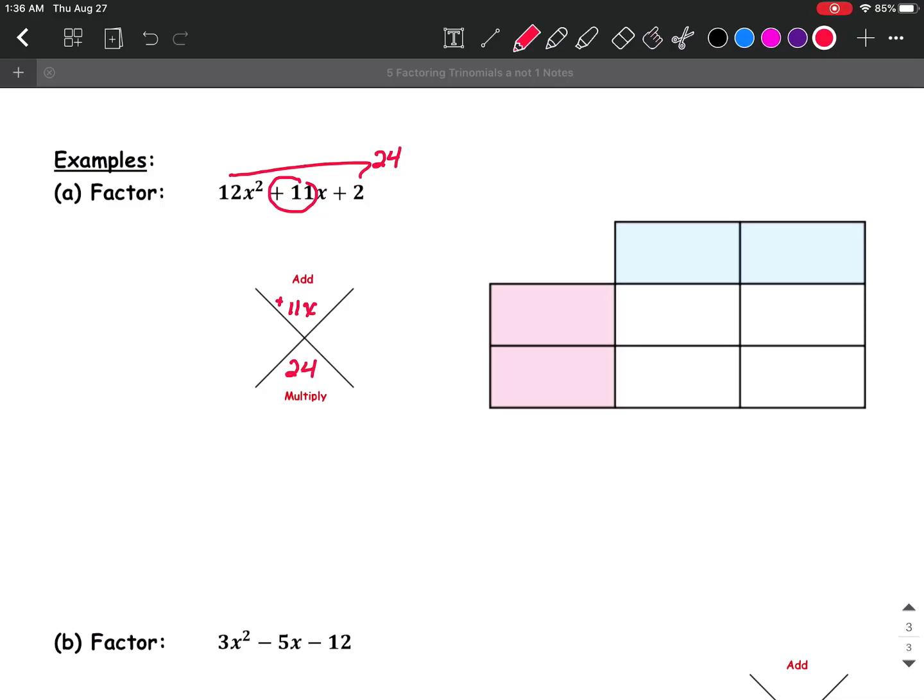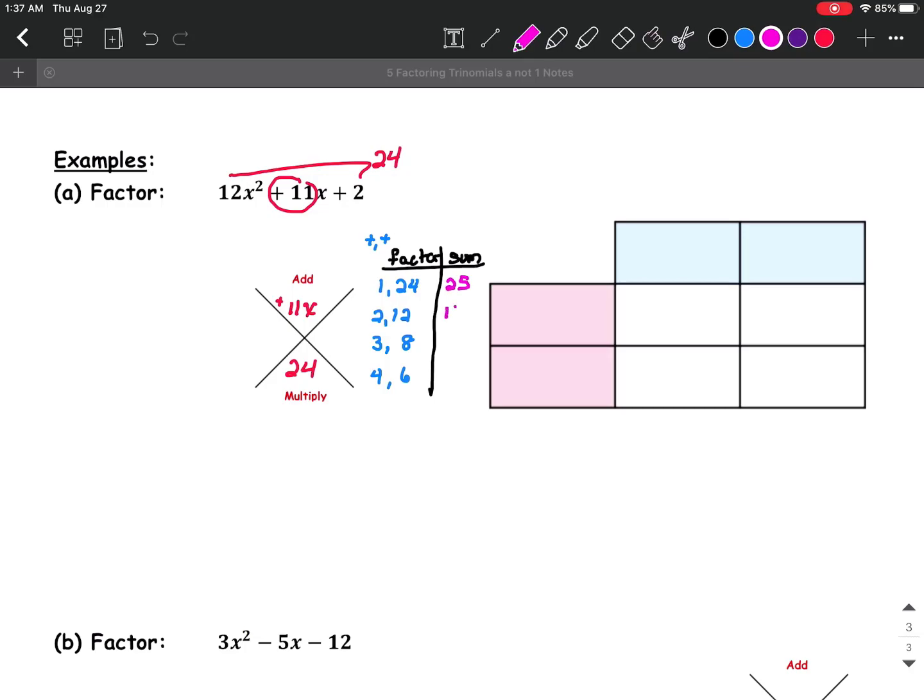So now we need to think about our factors, our sums, and our signs. We're multiplying to a positive 24, so the signs are the same. They're adding to an 11x, so both signs are going to be positive. That makes this nice. So what multiplies to 24? That would be 1 times 24, 2 times 12. I'm just dividing as I go up. 3 goes in 8 times. 4 goes in 6 times. 5 doesn't go in. Okay. Now the sums, we add them up. 1 plus 24 is 25.